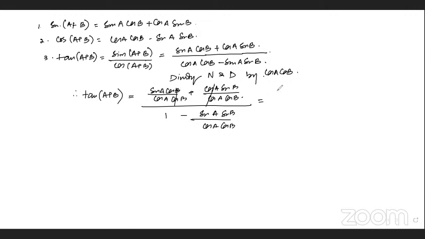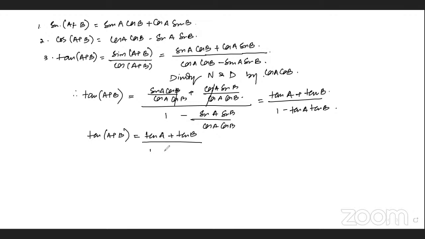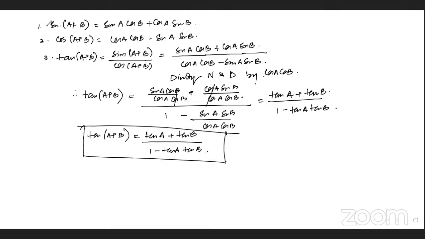This and this will cancel, sine A upon cos A is tan A, sine B upon cos B is tan B, upon 1 minus sine A upon cos A is tan A, and into tan B. So therefore, we have this trigonometric ratio. So tan of A plus B is equal to, mind it, याद रखिएगा, tan A plus tan B upon 1 minus tan A tan B. ठीक है? So this is the third one in the group.